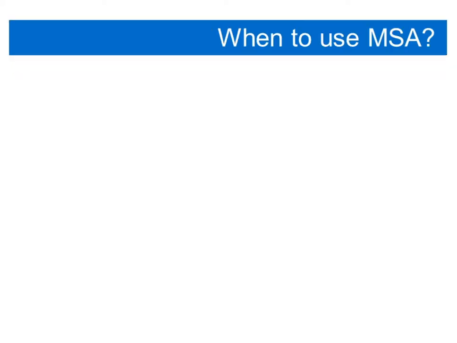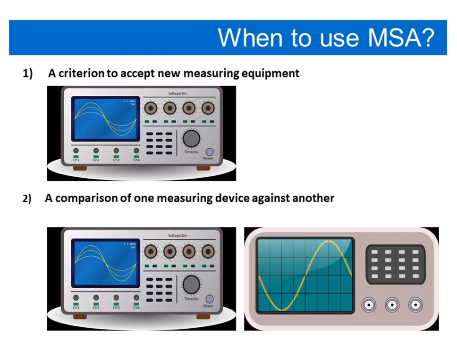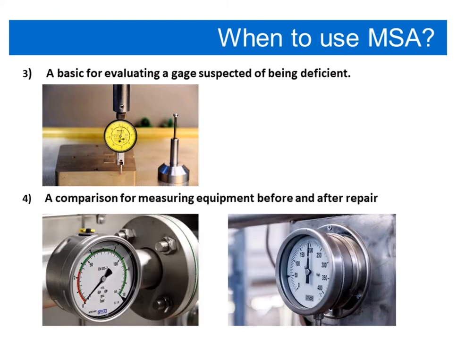When to use MSA? 1. A criterion to accept new measuring equipment. 2. A comparison of one measuring device against another. 3. A basis for evaluating a gauge suspected of being deficient. 4. A comparison for measuring equipment before and after repair.